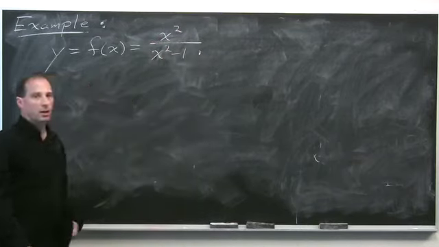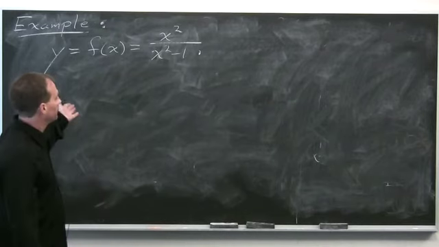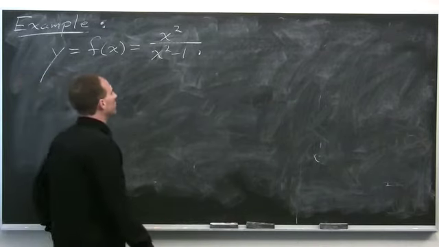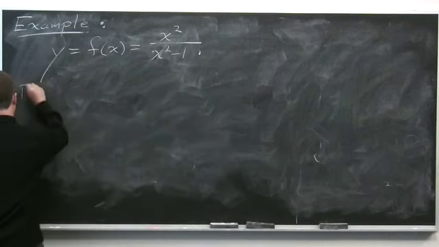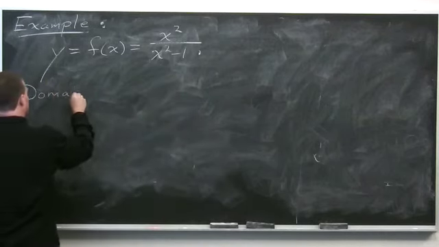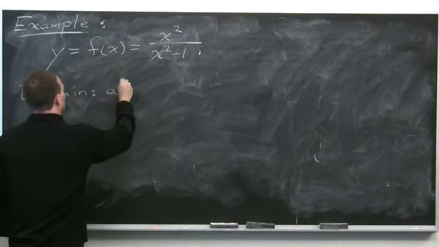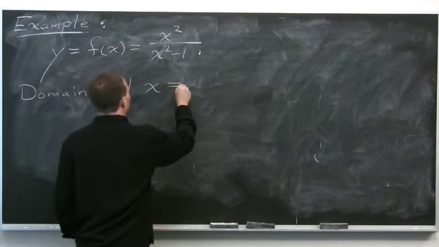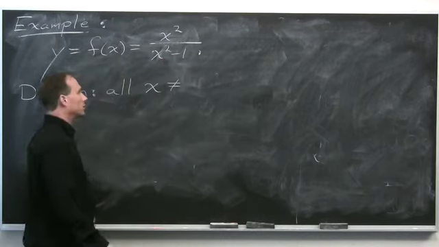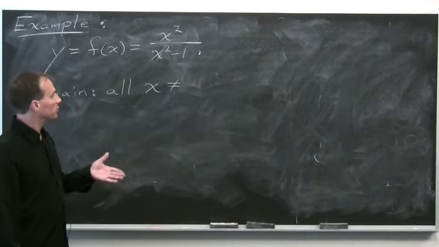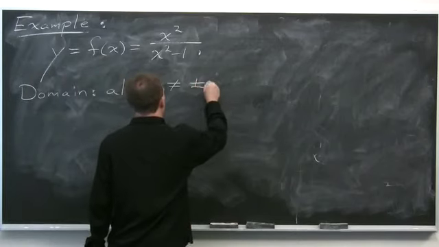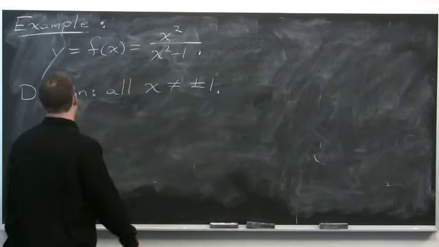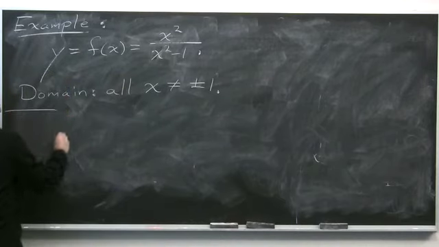All right. The domain of this function. Well, we just don't want to divide by 0. So the domain is all x unequal to, we don't want x squared minus 1 to be 0. When is x squared minus 1 equal to 0? When x squared is 1, when x is plus or minus 1. So we don't want x to be plus or minus 1. Okay. All right, let's look at the derivatives.